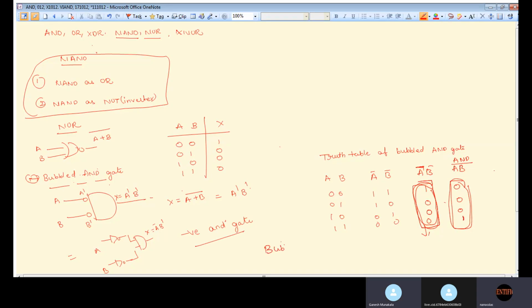Okay, AND gate is called negative AND gate. So up to here, look. Do you have any doubt or shall I go ahead? No doubt. Okay. So the next one you have to tell.